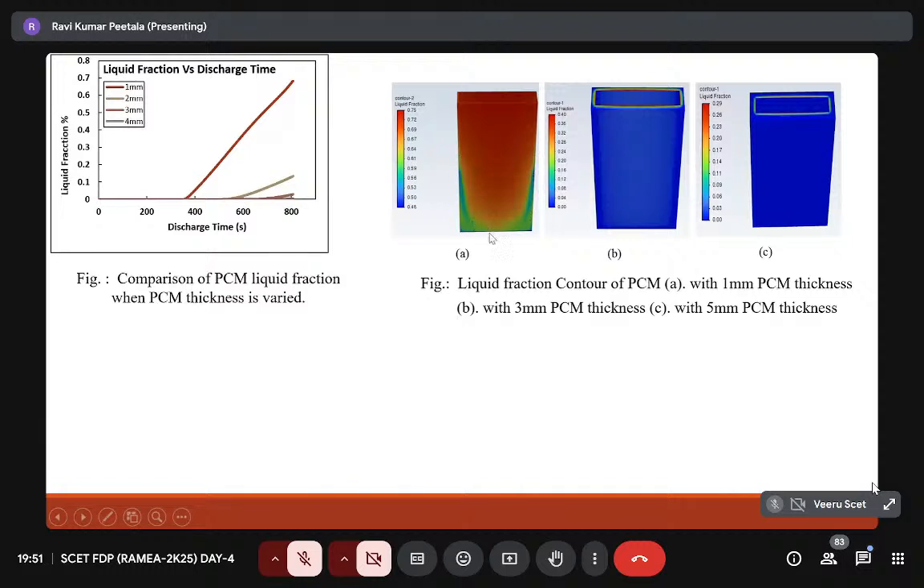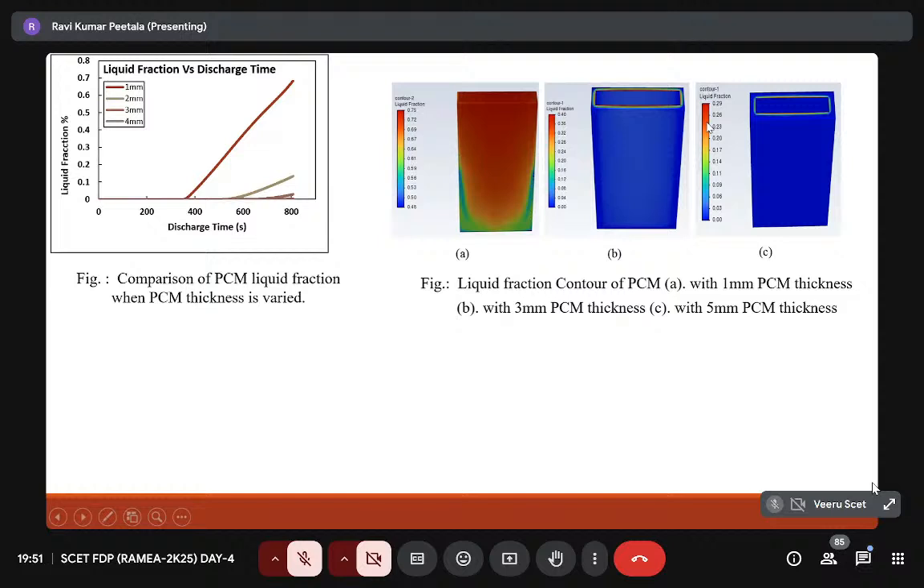So here I showed various PCM thicknesses. For 1 mm thickness, more than 75% of the solid PCM is converted into liquid. In the case of 3 mm, it is 40% of the PCM converted into liquid. For 5 mm thickness of PCM, it is 29%.